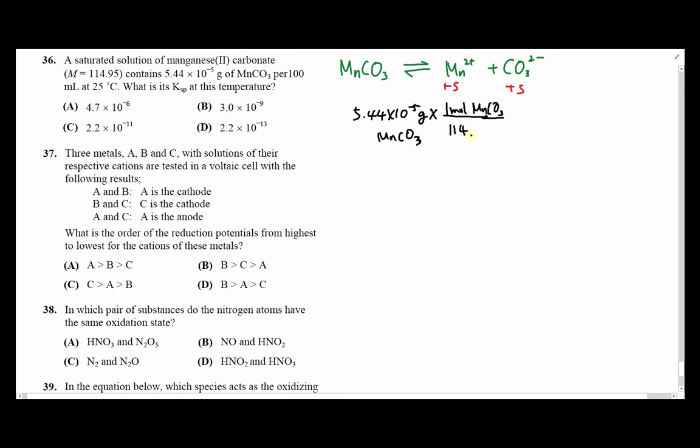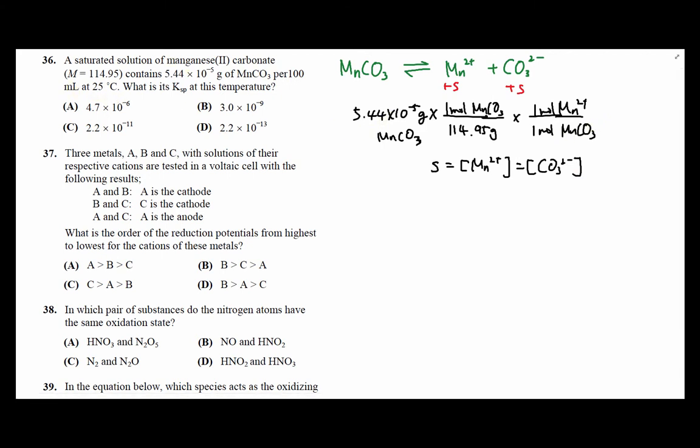We have 114.95 grams of molar mass, and then we can convert the ions present, and it's a 1-to-1 ratio. And the same applies for our carbonate ion. So S is pretty much equal to the Mn2+ and the carbonate ion. However, you also have to divide it by the 100 milliliter.